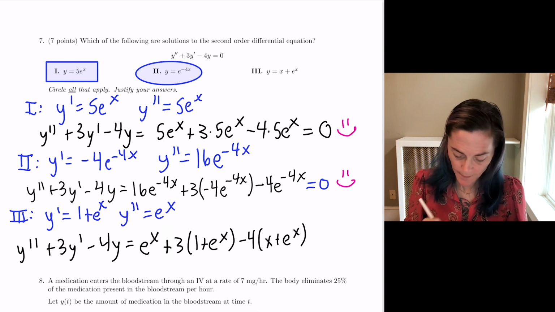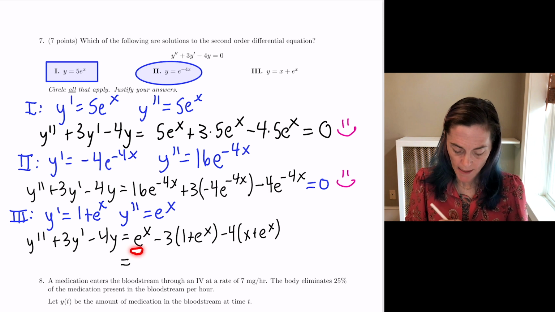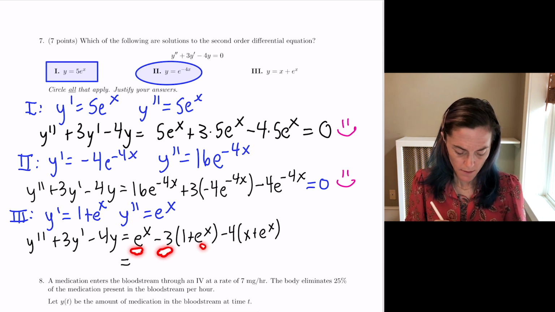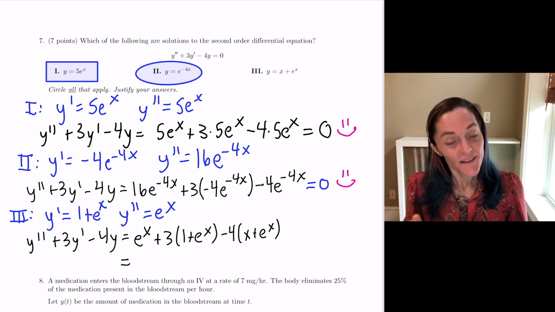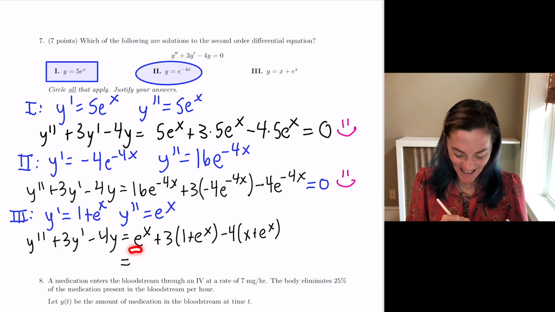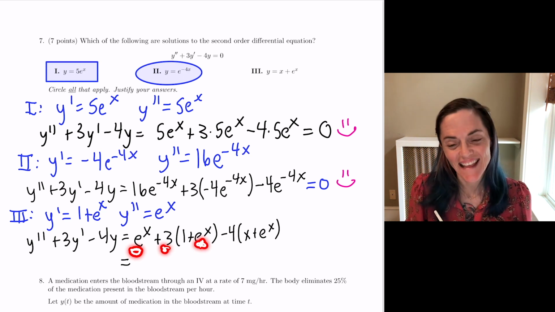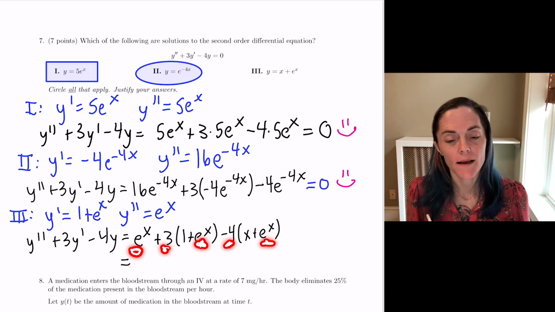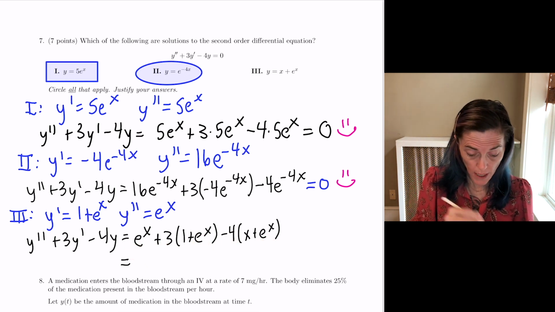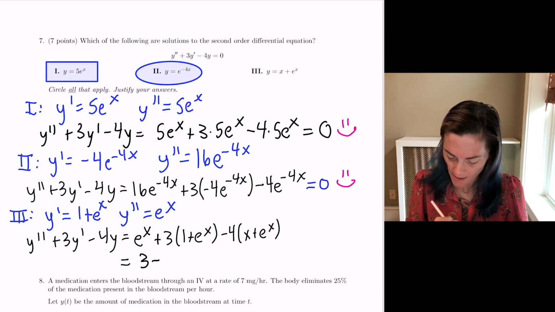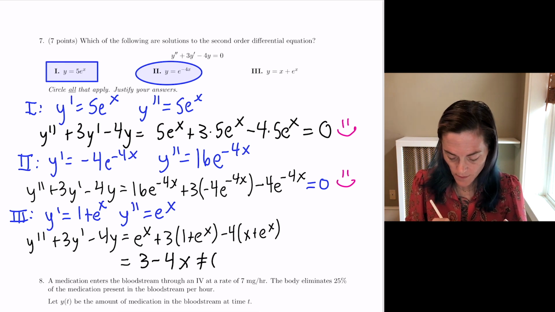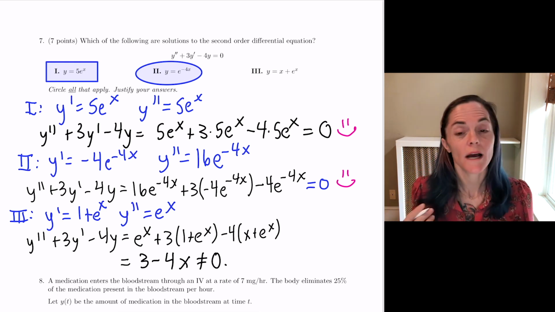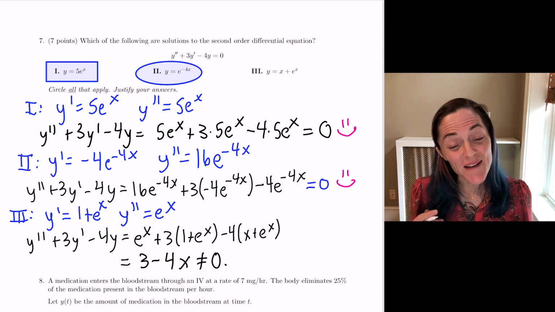What do we have here? Well, we have e to the x minus 3. Uh-oh. This should be a plus. Very nice. Now let's see what we have. We have e to the x plus 3e to the x minus 4e to the x. Okay, those terms add to 0, but then we have 3 minus 4x. This is not equal to 0. So we do not circle letter 3. This will not be a solution.